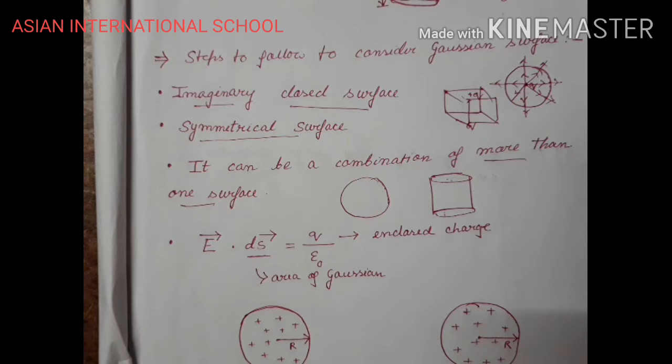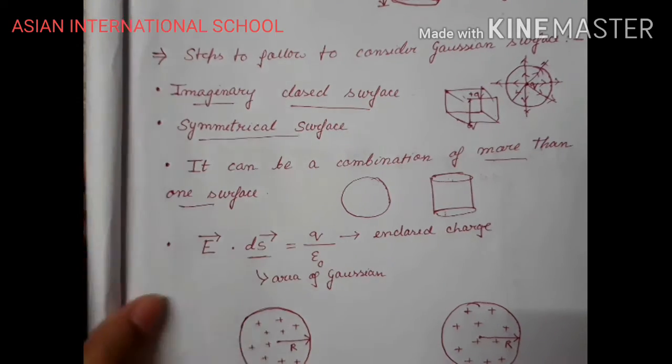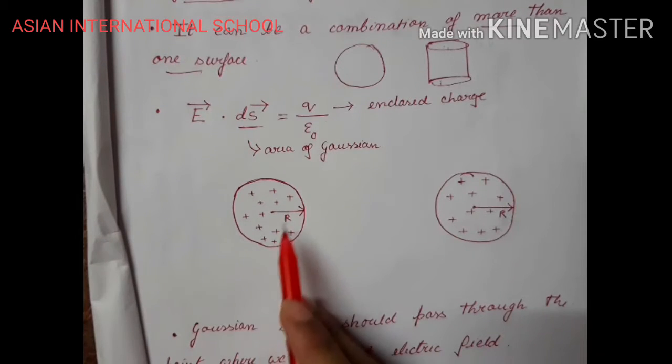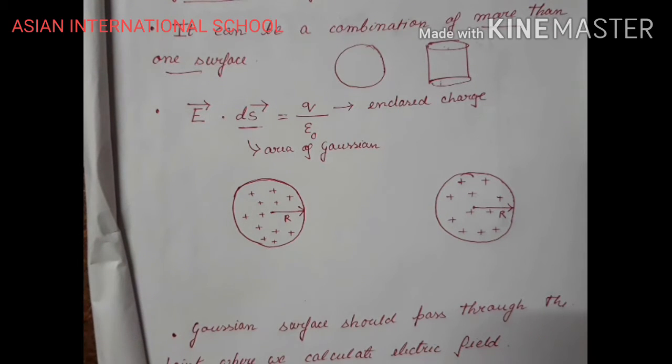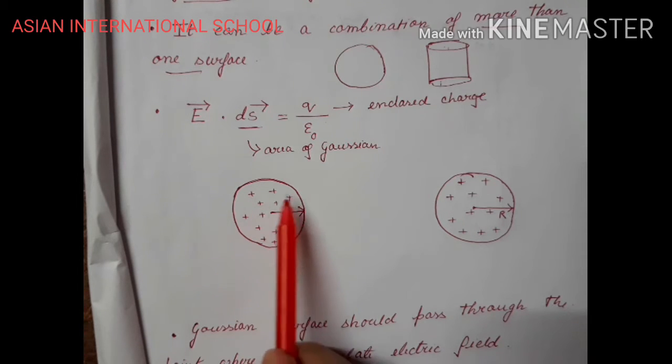There can be charge outside the Gaussian surface as well, but your q charge means the enclosed charge, which is there inside your chosen Gaussian surface. So if you consider this case, see here I have drawn a sphere and the sphere is having positive charge. I can consider it's a non-conductor, so charges are there all over it. The charges are not conducted only on the outer surface, the charge is distributed throughout its volume.